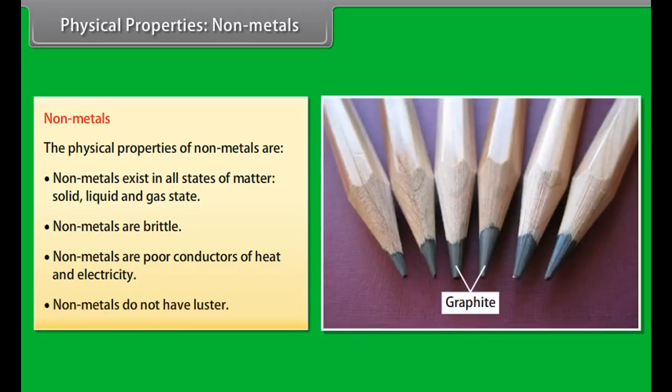Luster. Non-metals have no metallic luster and do not reflect light.